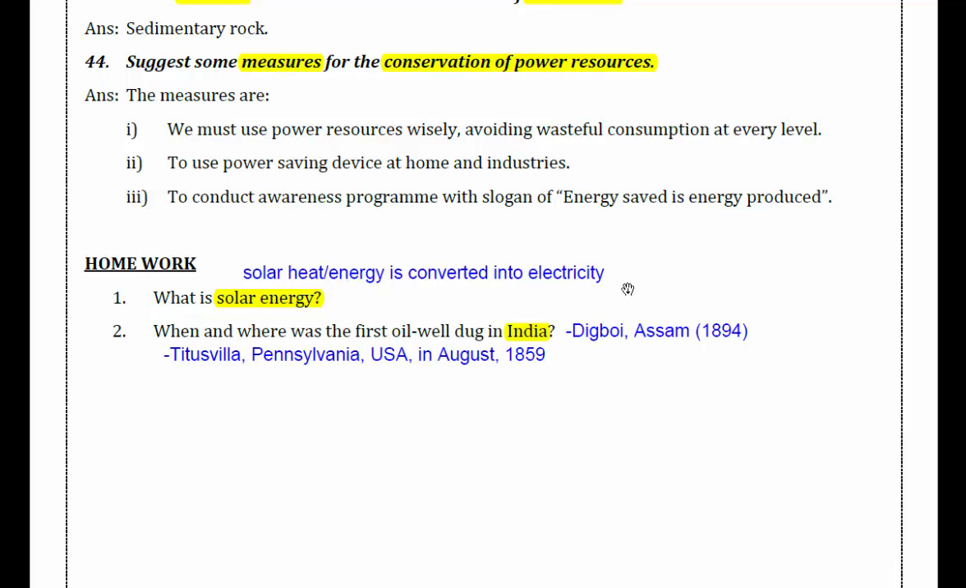Okay. When and where was the first oil well dug in India? It was Digboi in Assam, 1894, and in the world, Titusville, Pennsylvania, United States of America, in August 1859.